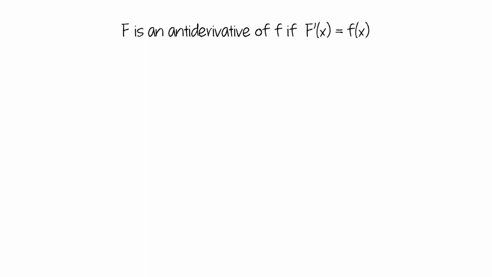In this video, I'll show you how to use accumulation functions to construct antiderivatives. First, let's remind ourselves of what an antiderivative is. If you have a function f, then big F is an antiderivative of little f if the derivative of big F is equal to little f. For example, if little f of x is x cubed, then big F of x would be 1/4 x to the fourth plus some constant c, because the derivative of 1/4 x to the fourth plus c is x cubed.